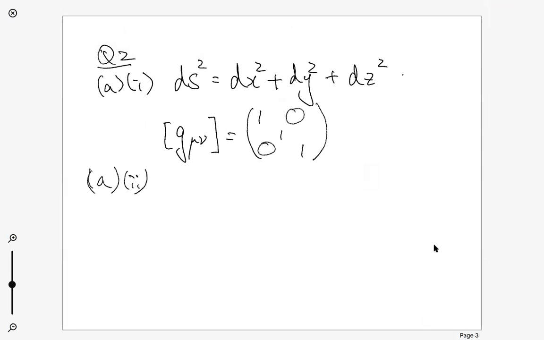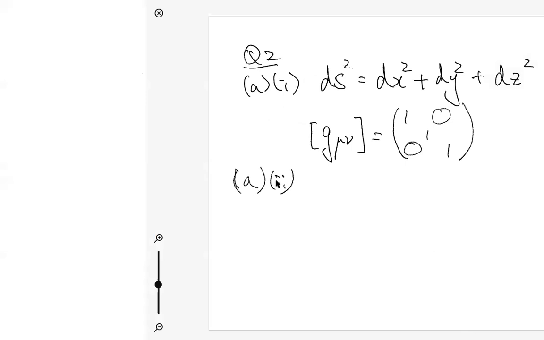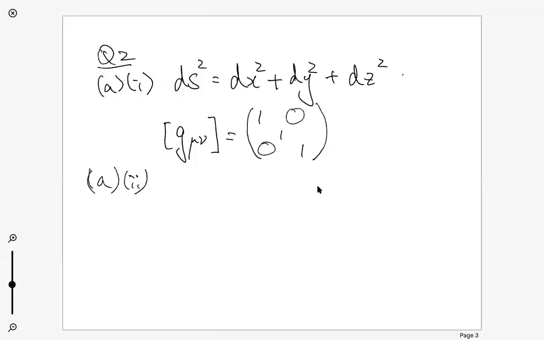Let's go to A2. A2 asks to compute the Christoffel symbols for such a space with the use of Cartesian coordinates. So what are the Christoffel symbols here? Can anybody quickly tell me again? Zero. Okay, why?